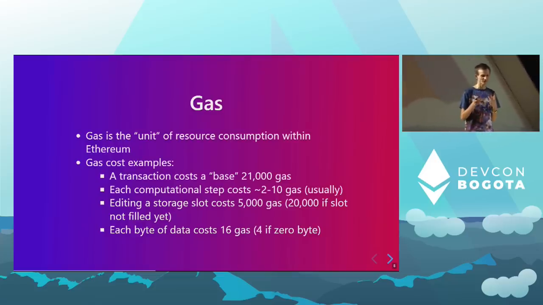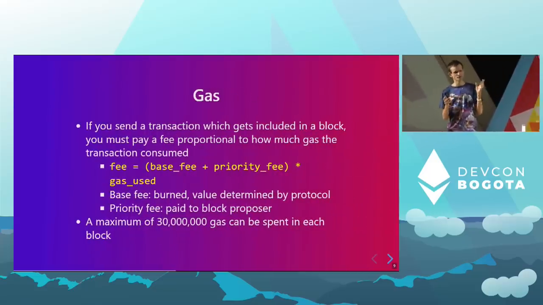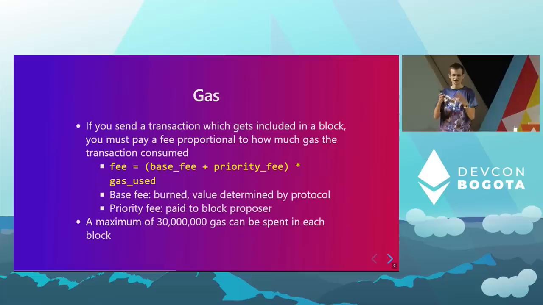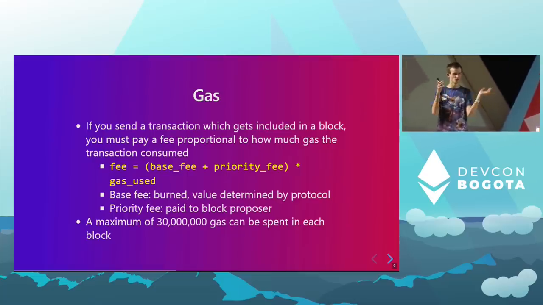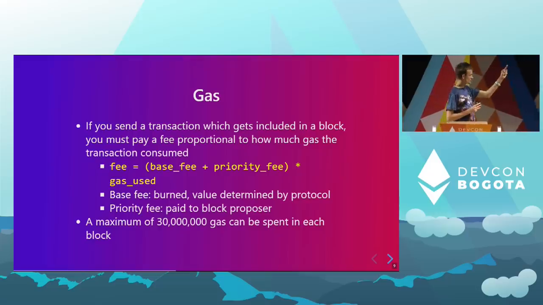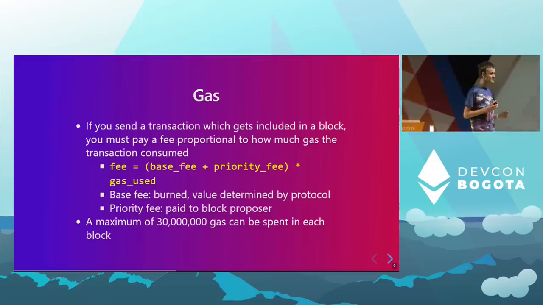So gas is this master unit that represents all of the resources that are being consumed during the execution of a transaction. If you send a transaction which gets included in a block, you have to pay a fee that's proportional to how much gas the transaction consumed, right? Whatever amount of total resources the transaction's consumed, you have to pay an amount proportional to that. So the fee is basically what's called the base fee plus priority fee multiplied by the gas you used. The base fee is a fee that's adjusted by the protocol.